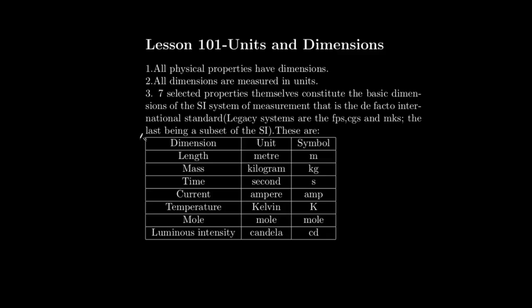Tabulated, these have dimensions on the left hand side, the properties being length, mass, time, current, temperature, mole and luminous intensity. Units and symbols thereof on the right hand side. For definition of the units, please consult your textbook or Wikipedia.